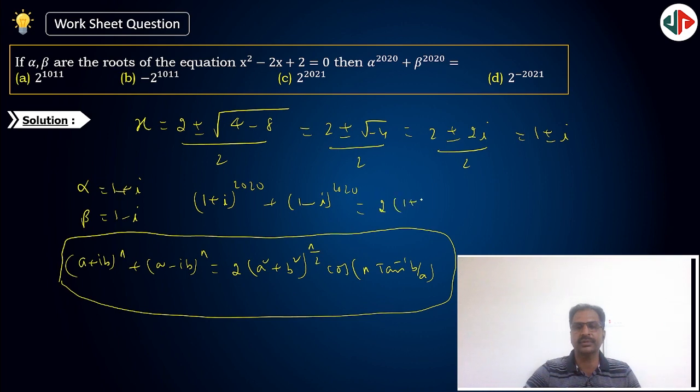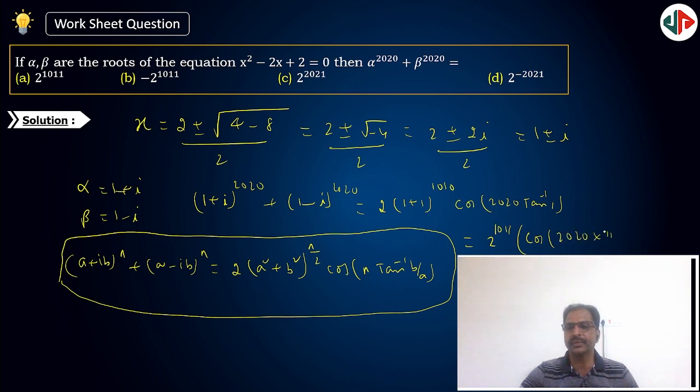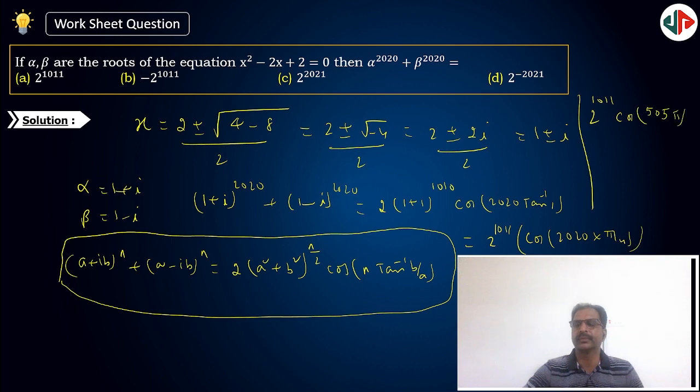So 2 into 1 square plus 1 square whole power n by 2, which is 1010 because n is 2020, into cos of 2020 tan inverse B by A, which is 1. So this is nothing but 2 into 2 power 1010, so 2 power 1011, into cos of tan inverse 1 is pi by 4, so 2020 into pi by 4. And what you get? 2 power 1011 into cos of 505 pi. So that is 2 power 1011 into cos of 505 pi is minus 1. So minus 2 power 1011.